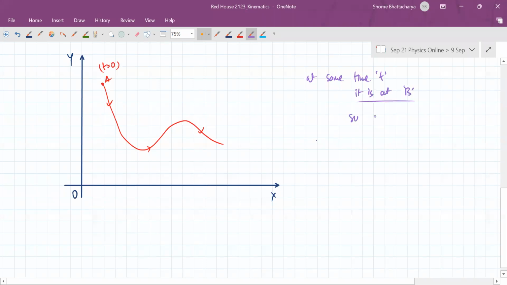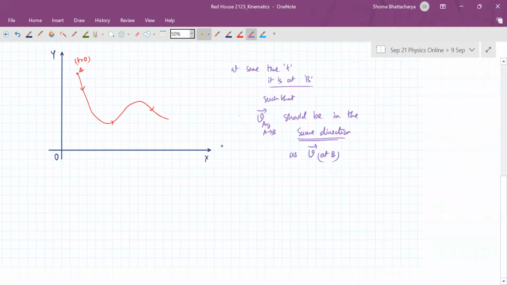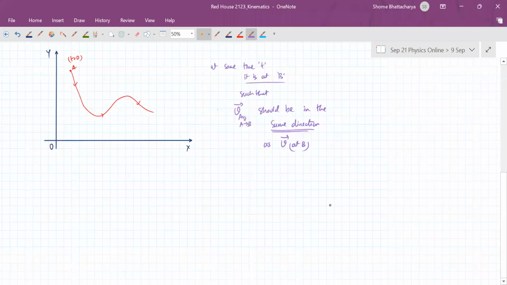Such that the average velocity between A and B, V average between A and B, should be in the same direction. It should not have the same value, but it should just be the same direction as the instantaneous velocity at B. So first of all, let's understand that given a trajectory like this, how do we find the direction of average velocity?